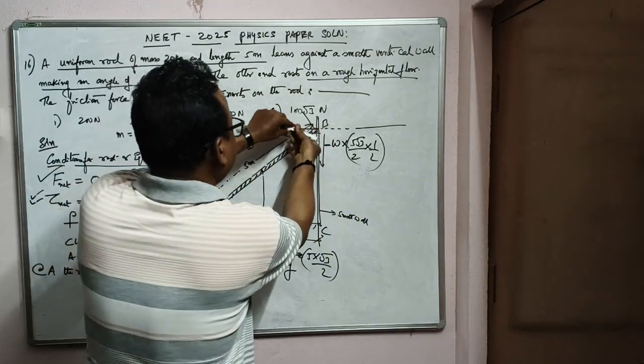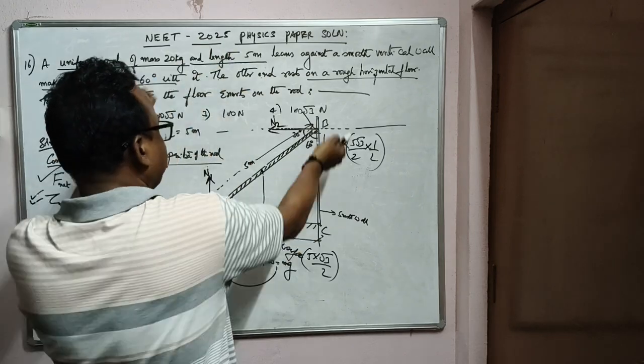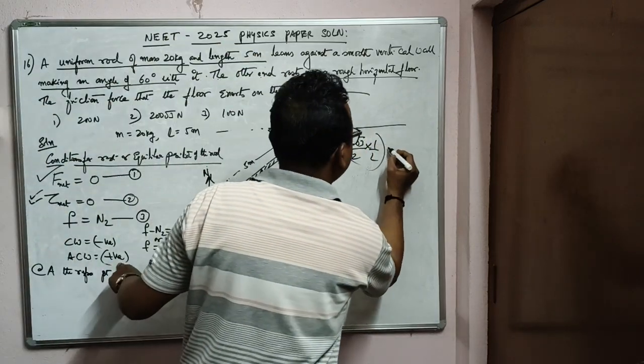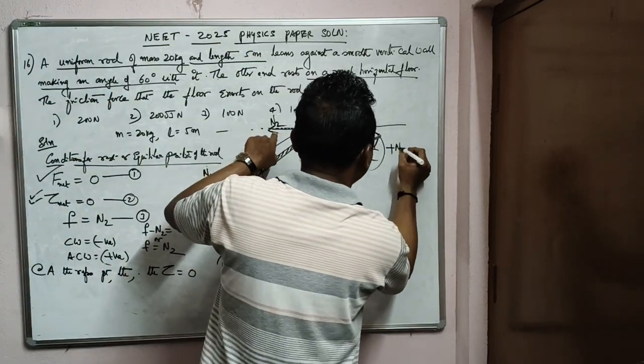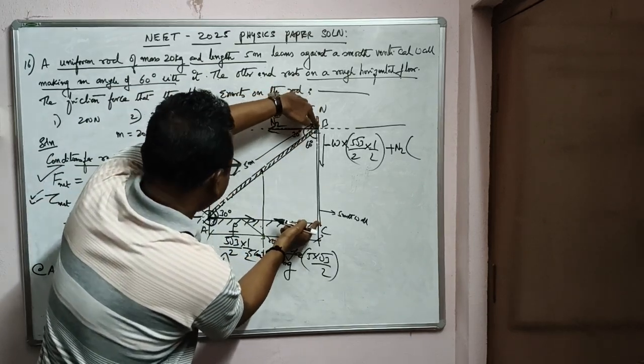The second one, this force acting here, you can see, is in this direction. Anti-clockwise. Anti-clockwise is the opposite sign, positive. So plus N2 into the perpendicular distance. What is this distance? You can see this one.